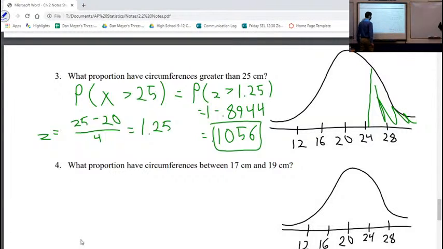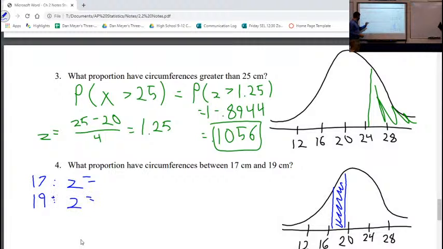So please be there. Between 17 and 19. Again, we should be able to get a rough idea of about what that percentage is. All right, between two values. Let me start by saying this is the thing that the table is bad at and the calculator is good at. But we can still do it with the table. So I want you to get the z-score for 17 and a z-score for 19.